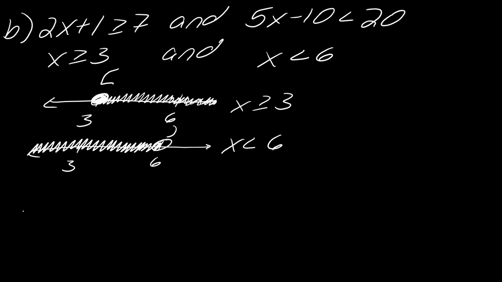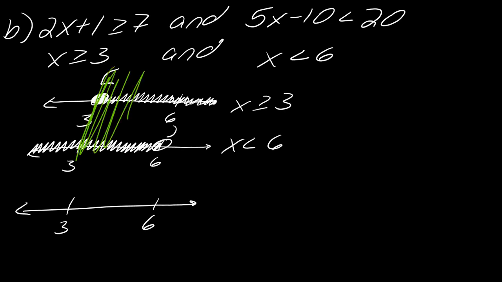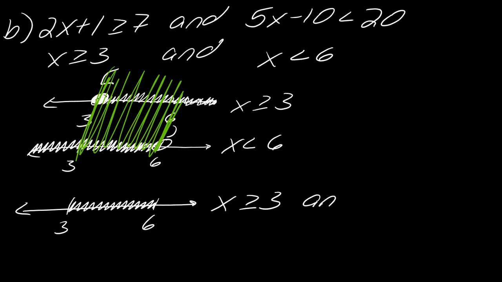And so because this is an AND problem, the thing that I'm looking for is where is the overlap. And the overlap in this case happens literally between 3 and 6, so between there. So I want to shade for my final answer between 3 and 6, and I should probably write this down. This is x is greater than or equal to 3 and x is less than 6. And then I just use the same notation that I used from above. So 3 will still get a closed dot, and 6 will still get an open dot.